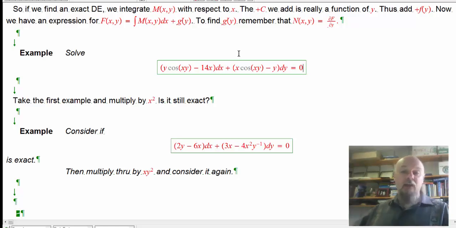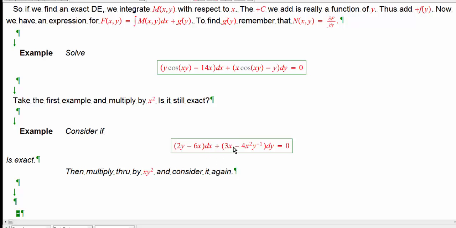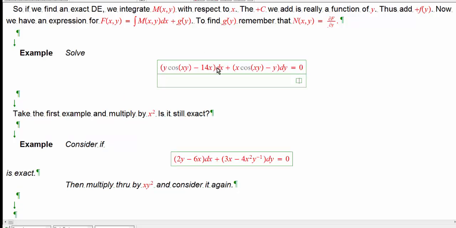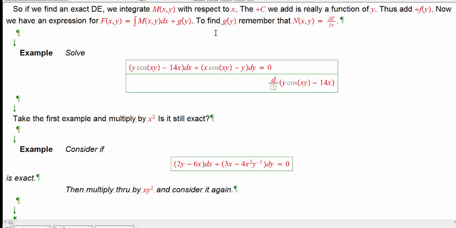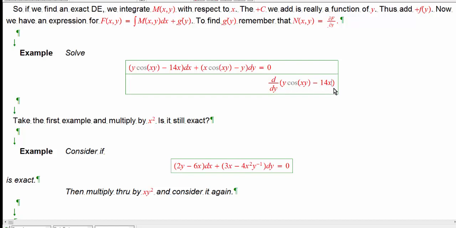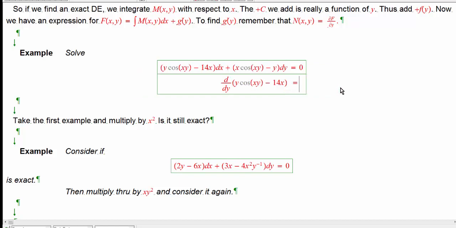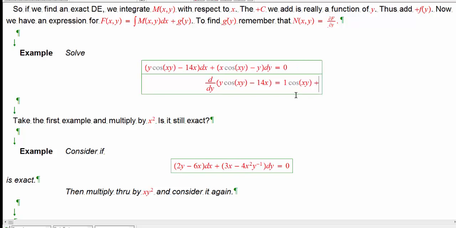Anyway, let's take a look at another example. So, we look at this example. Is it exact? Well, okay, I got to take the bracket that's differentiated with respect to x, this bracket, and I need to differentiate it with respect to y to see if Clairaut's theorem holds. So when I differentiate that with respect to y, I got to do product rule on the x cos xy. So derivative of the first, leave the second alone, plus leave the first alone, times the derivative of the second.